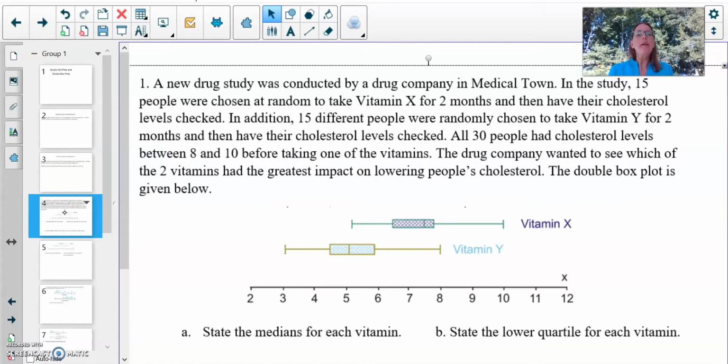So, a new drug study was conducted by a drug company in Medical-Town. In the study, 15 people were chosen at random to take vitamin X for 2 months and then have their cholesterol levels checked. In addition, 15 different people were randomly chosen to take vitamin Y for 2 months and have their cholesterol levels checked. All 30 people had cholesterol levels between 8 and 10 before taking one of the vitamins. The drug company wanted to see which of the two vitamins had the greatest impact on lowering people's cholesterol. The double box plot is given below.